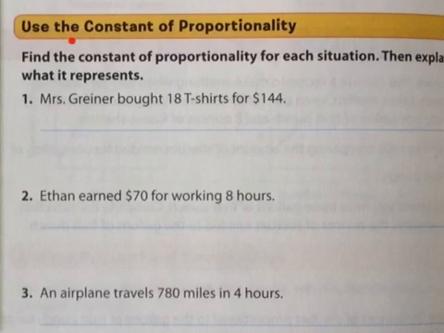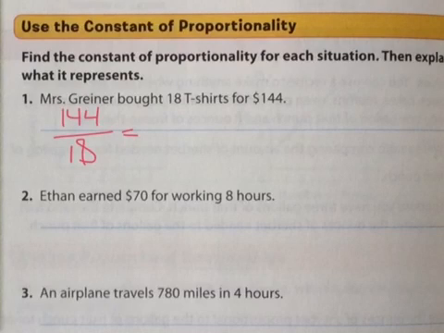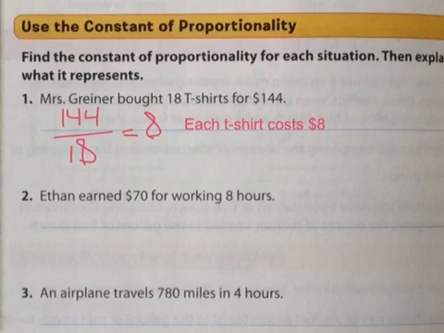And finally, let's use the constant of proportionality. Find the constant of proportionality for each situation, then explain what it represents. So we have Mrs. Greener. Mrs. Greener bought 18 t-shirts for $144. I would put my $144 on the top, and I'm going to put 18 at the bottom. If I divide the top by the bottom, I will find my constant of proportionality. When I do so, I get 8. So what does that mean? Each t-shirt costs $8.